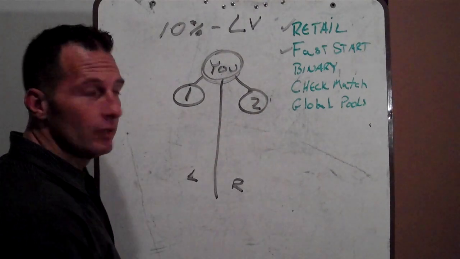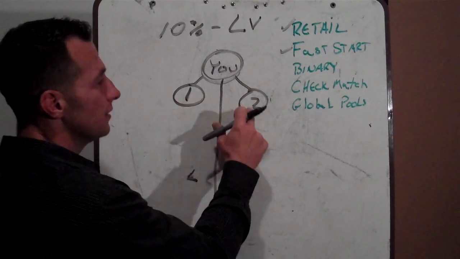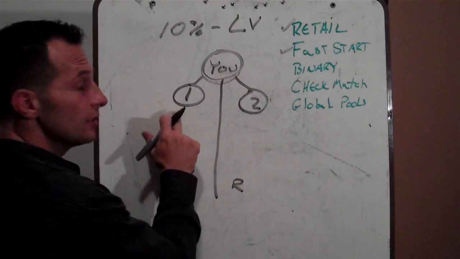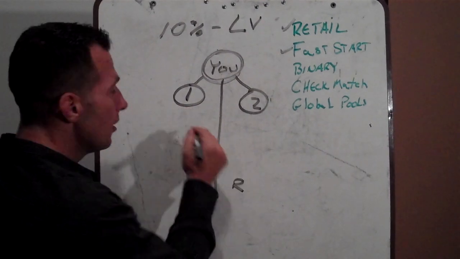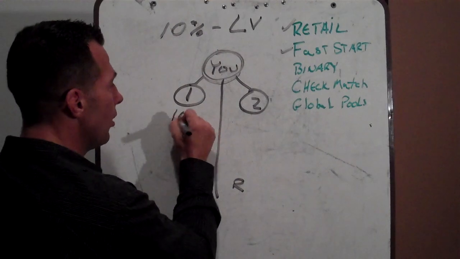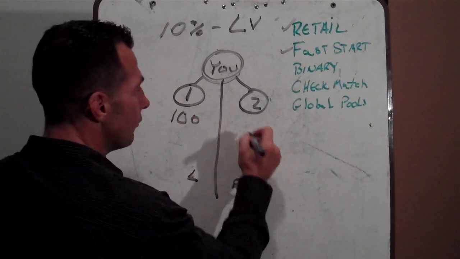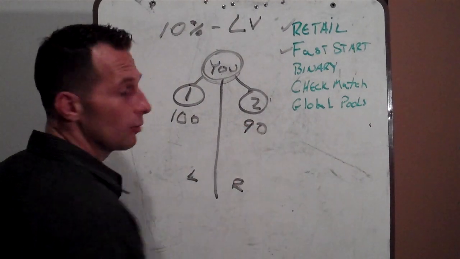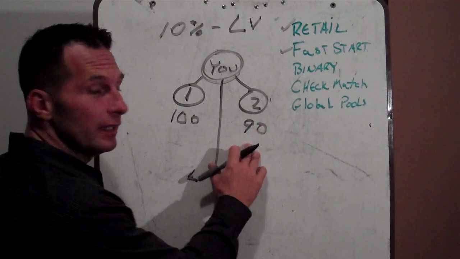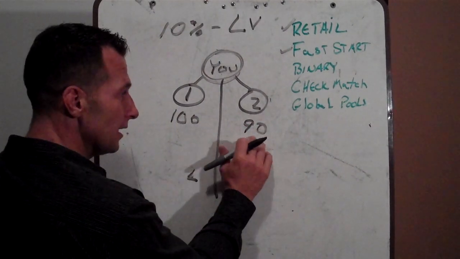So as an example, if you put somebody on your left and then somebody on your right, let's say this person's purchasing happened to be 100. So they bought $100 worth of product, and this person over here bought $90 worth of product. Take a guess which side would be the lesser leg volume. It would be this leg.